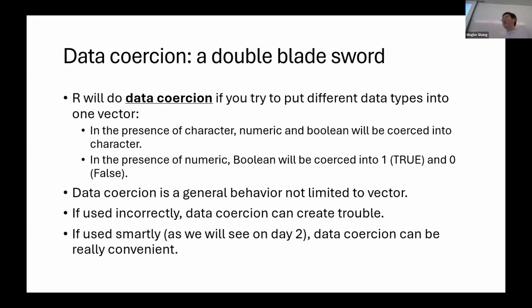So what is happening is something called data coercion, or you can think of it as just conversion. This behavior is not limited to putting different data types into a vector. It's a more general behavior. Whenever R finds that you are asking it to do something that violates the data type's rule, it will try to coerce the data to the correct data type to see whether it makes sense or not. And if it makes sense, it will just do it for you.